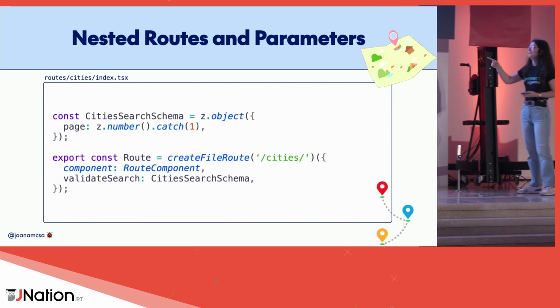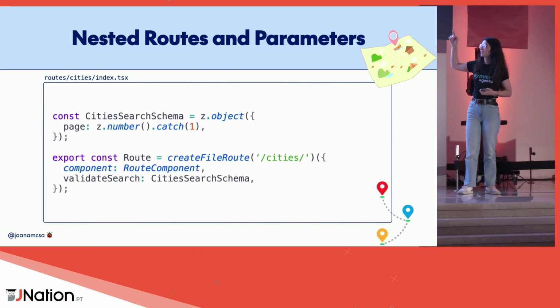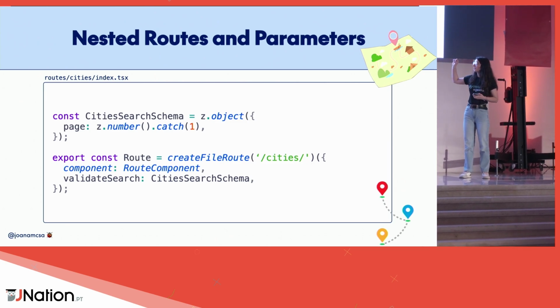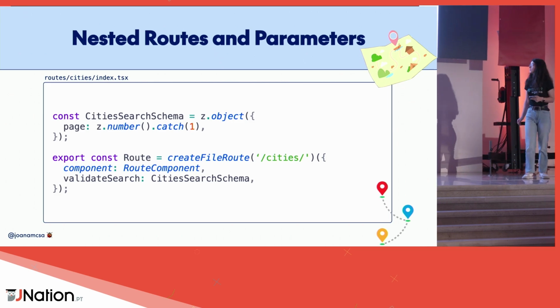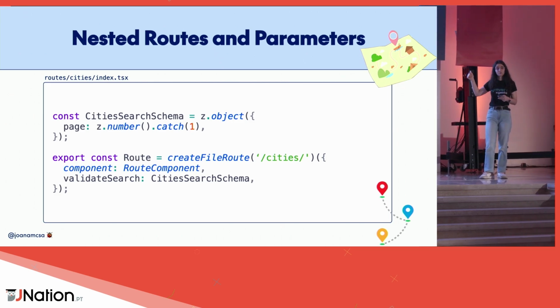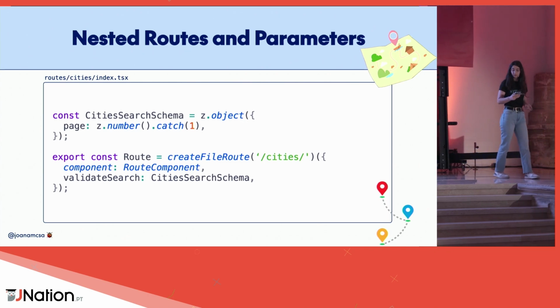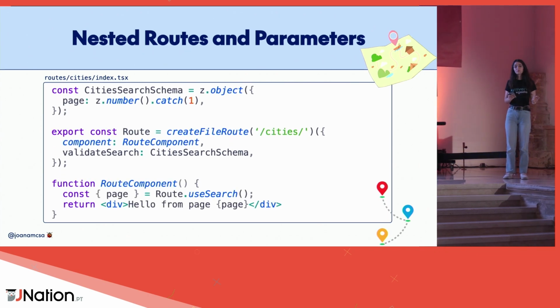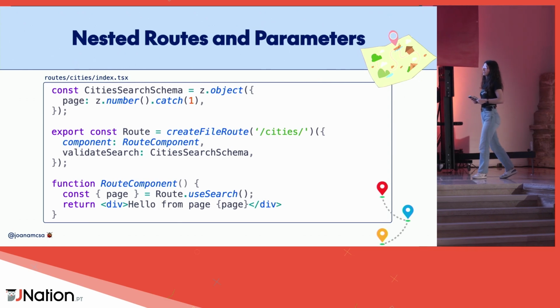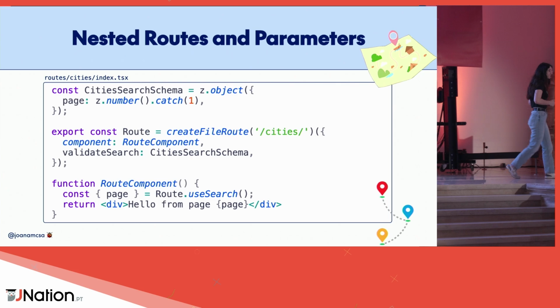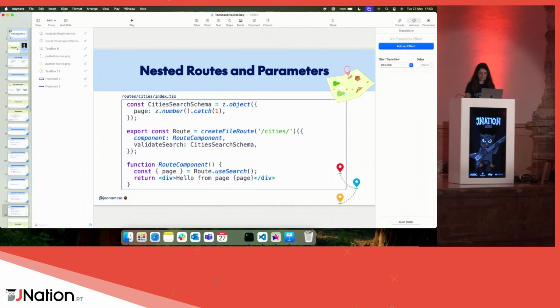Okay, we have the property validateSearch, and here I'm using a Zod schema to validate it. I'm adding the page key, which is a number, and it's going to default to the number 1. So if you don't add the page, it will default to 1. And if you add it as a string, it will also default to the number 1. And in the component, you use a hook again and extract the page from it. And guess what? It's also typed. Okay, let's see this working in a real application.